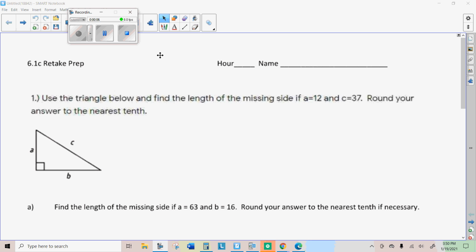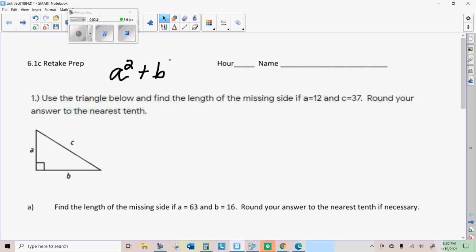It's Mr. Hermanson again. Hey, today I'm going to help you with your 6.1C retake. I'm going to do one problem, and then you're going to do a couple. This one's all about Pythagorean's theorem. So let's write that right at the top. Now, remember, you need the notes that I'm giving in order for me to know that you watched the video and you are actually preparing to do the retake.